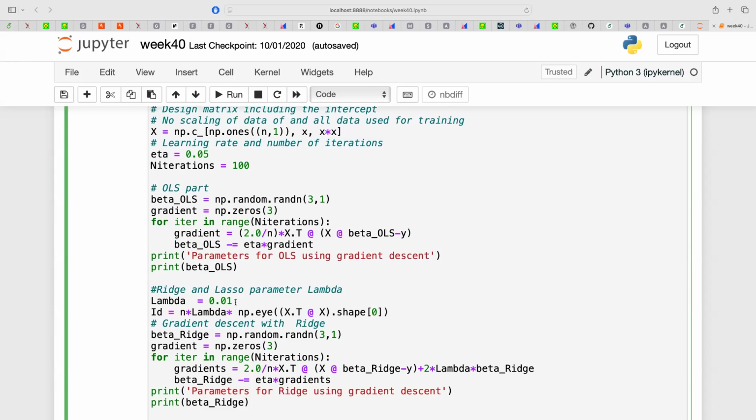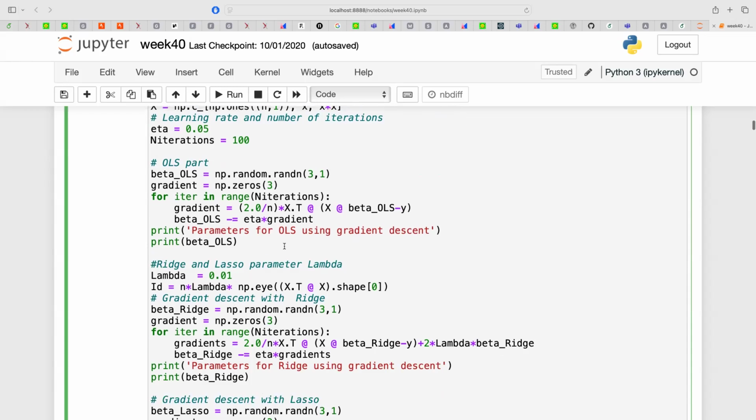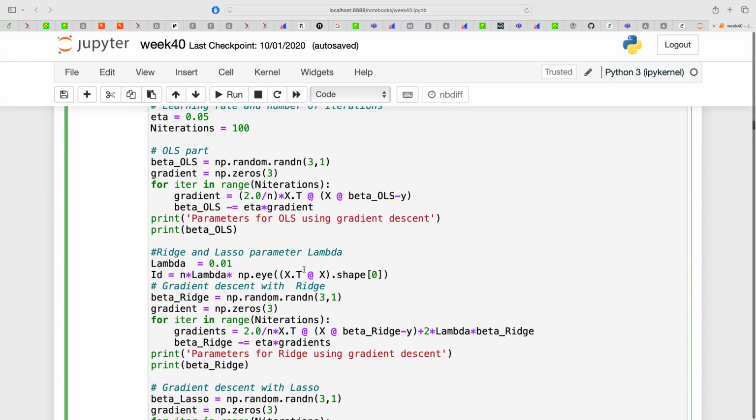So scikit-learn uses a gradient descent when it solves the lasso equation. So if you wanted to implement it, it's actually not that difficult. And in the code here, just for the sake of completeness, I have included the equation for lasso. So first is ridge. So we put in the identity matrix, which is this one. And this is the gradient for ridge.